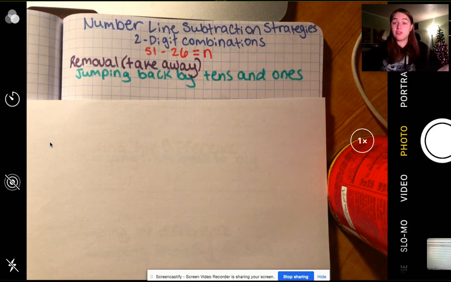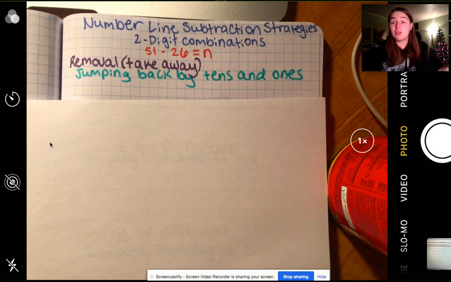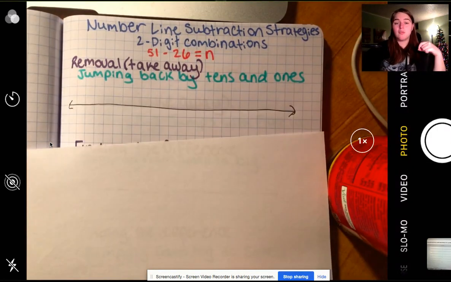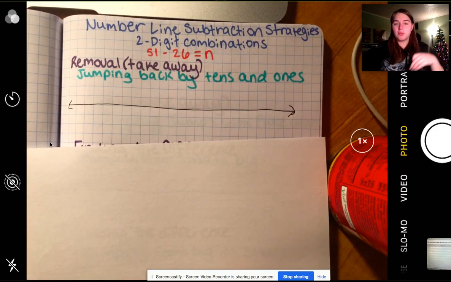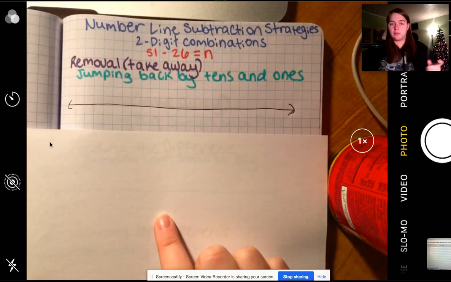So one of the first strategies we've talked about is the removal strategy, or as we've usually called it, the taking away strategy. So that's when we just take away from a number little by little. So I'm going to model that with 51 minus 26.